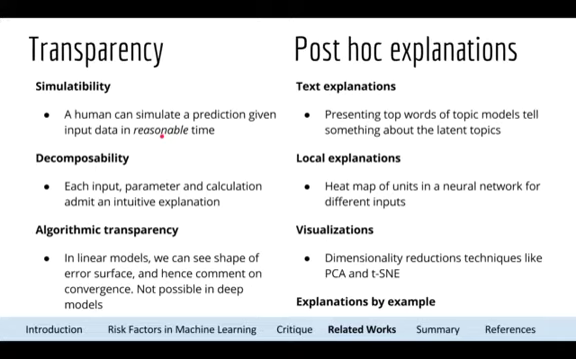transparency is simulatability, which refers to a human being able to simulate the output. From this perspective, long lists and deep decision trees are less transparent than, say, a compact neural network. From the perspective of algorithmic transparency, we can see the shape of the error surface of linear models and hence comment on the convergence even on the unseen data.